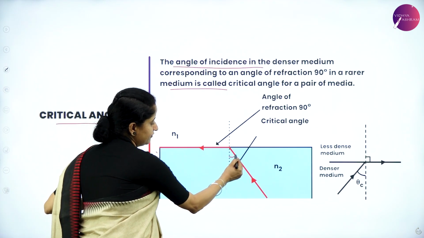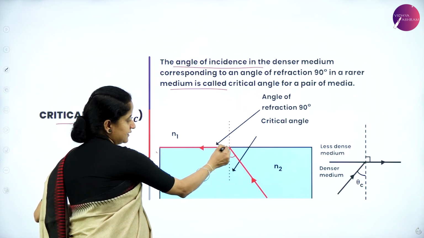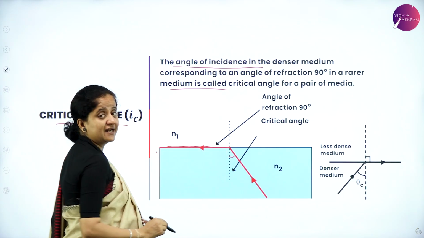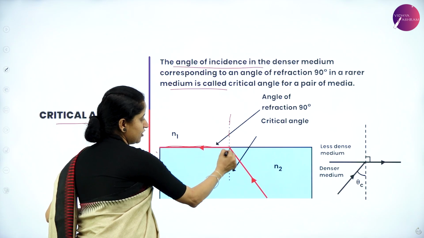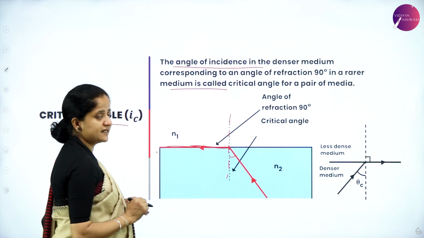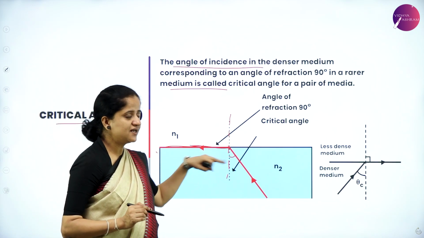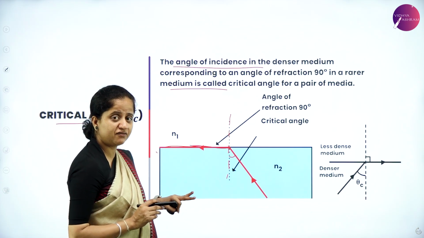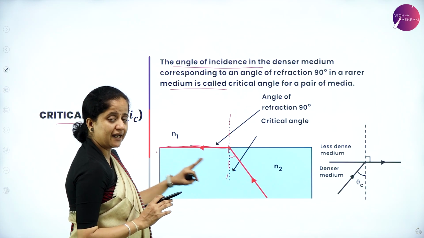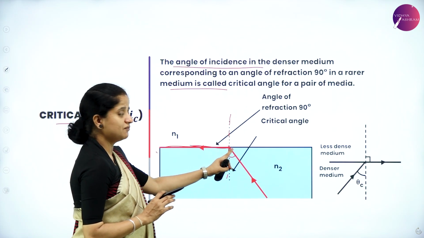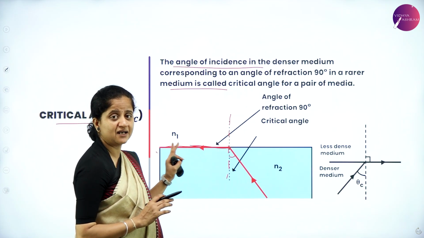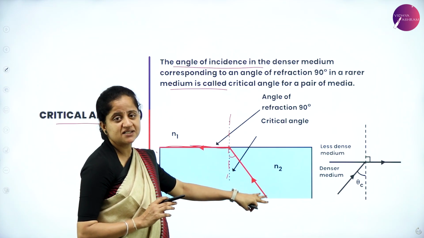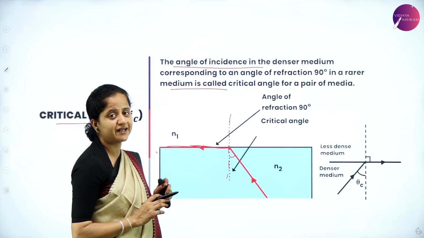Now this is the angle of incidence for which the refraction angle is 90 degree. Say this is a normal, so the refraction angle is 90 degree. So this angle is called as critical angle. So for this total internal reflection, this is one of the conditions. The angle of incidence must be greater than the critical angle, as well as the ray of light must travel from denser to rarer medium.